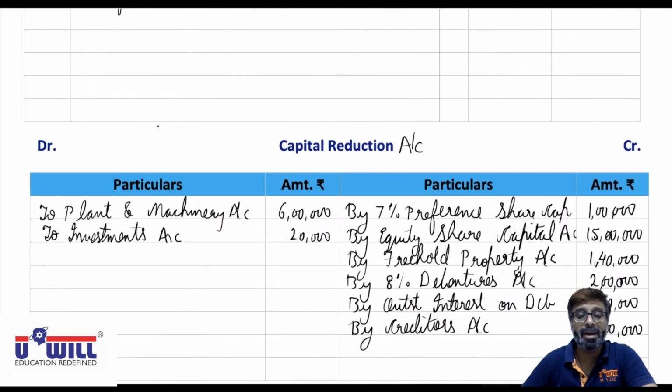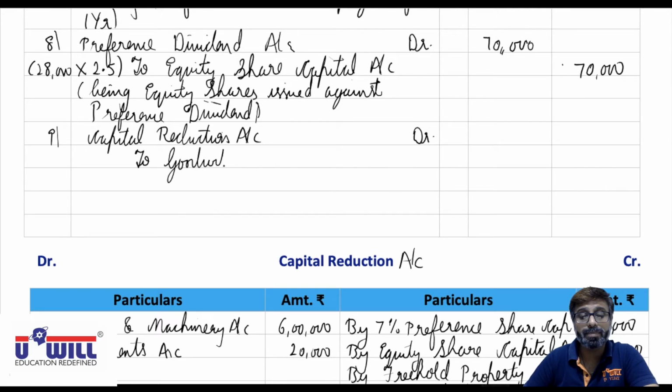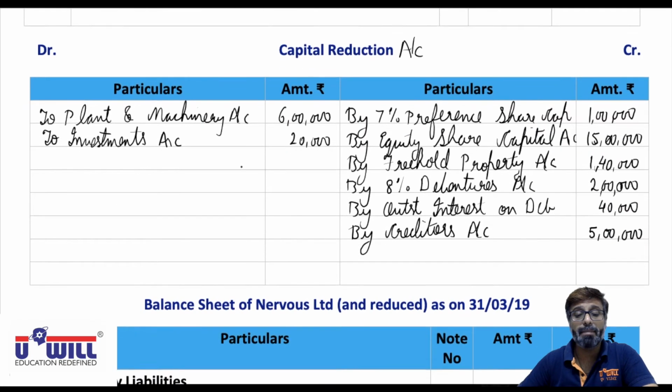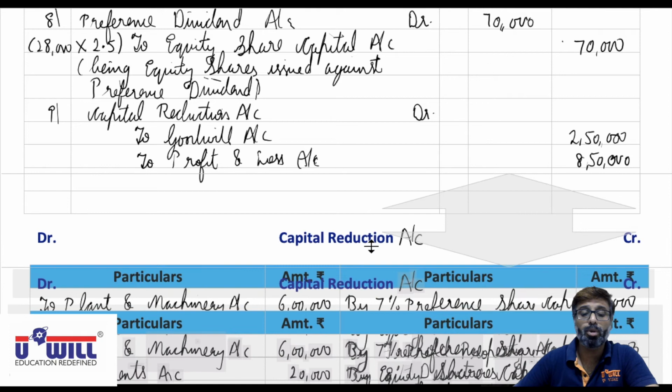So for writing it off again, capital reduction account debit. So all of you write down 9th entry, capital reduction account debit to goodwill account, to write it off, goodwill account 2,50,000, to profit and loss account 8,50,000. Now what we shall do is we'll do this posting and balance amount we will transfer to capital reserve if at all any remaining, and that also will include in this entry only. So we don't have to pass one more entry for just capital reserve.